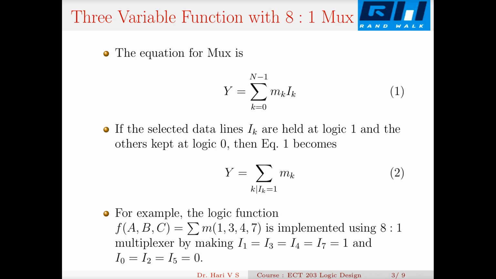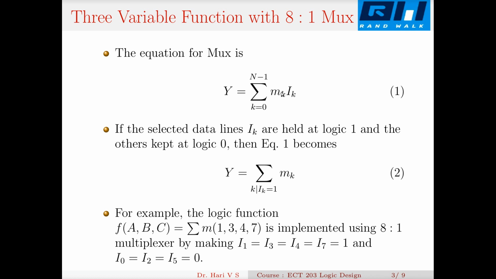The output equation of a multiplexer is y equal to sigma mk ik, where mk is the kth minterm. Like say if k equal to 0, it is s2 bar s1 bar s0 bar, corresponding to 000, times i0. Or say k is 7, the last one, then m7 is s2 s1 s0, that corresponds to the 111 pattern, multiplied by i7. Okay, this is my expression.